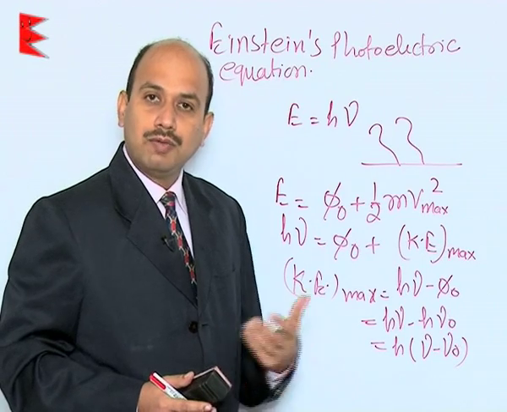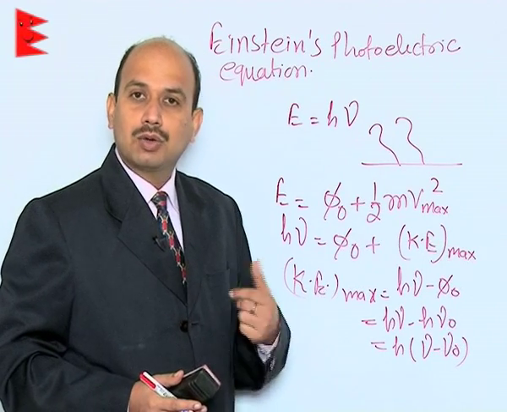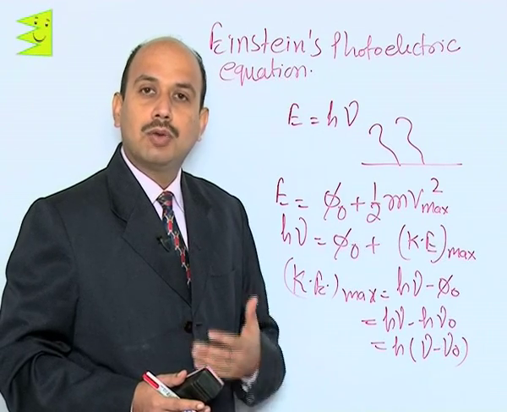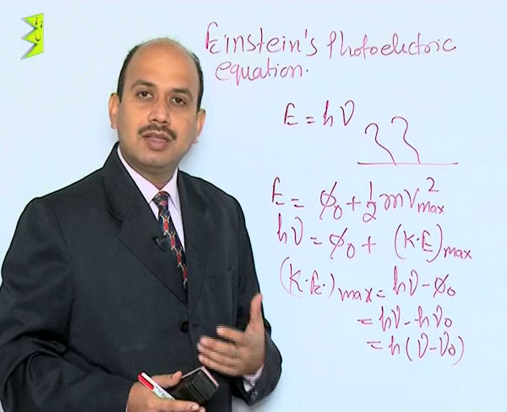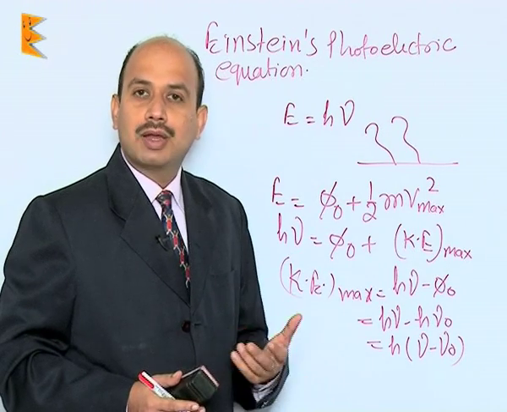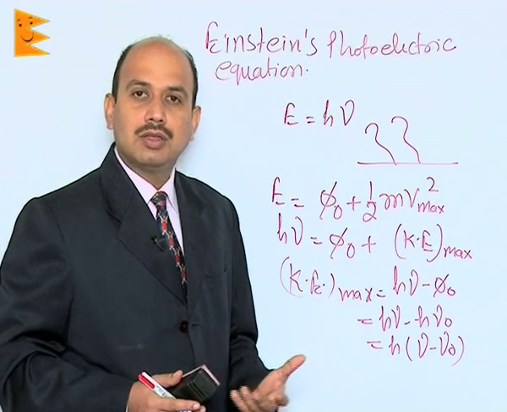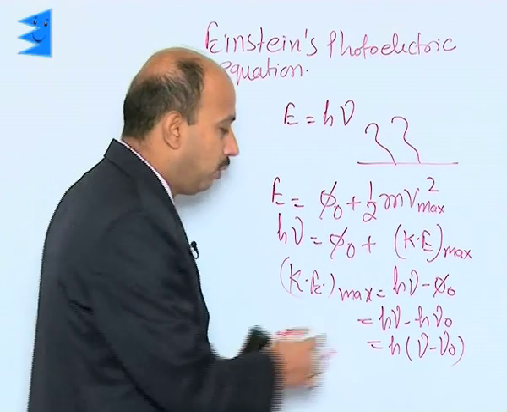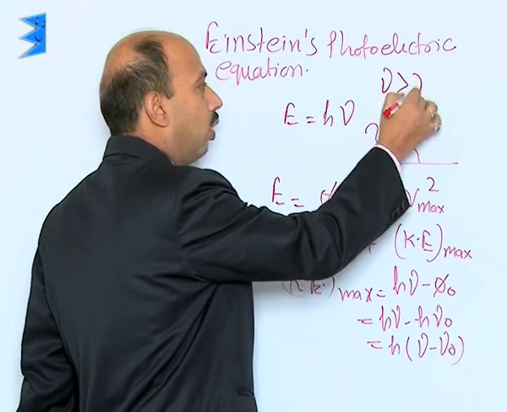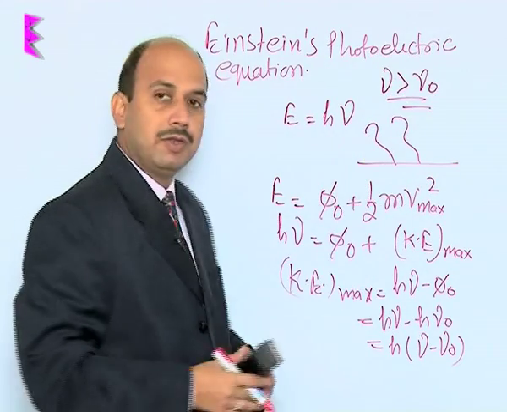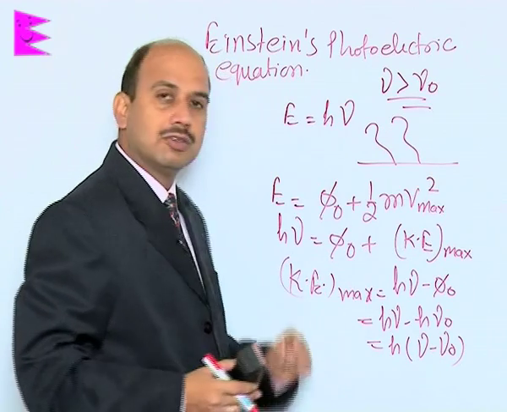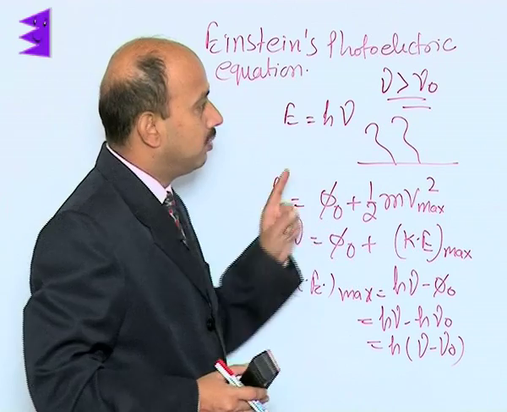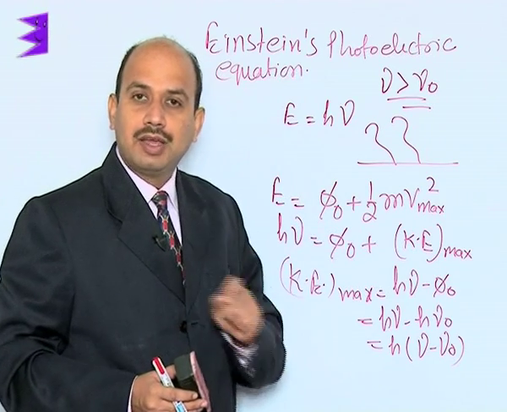Since one photon ejects one electron, when the number of photons falling on the metal surface is increased, more electrons are ejected. It means that when the intensity is increased, photoelectric current increases. That is the first law of photoelectric emission. Second point: if nu is greater than nu naught, then the kinetic energy is positive. It means kinetic energy varies linearly when the frequency of incident radiation is increased.